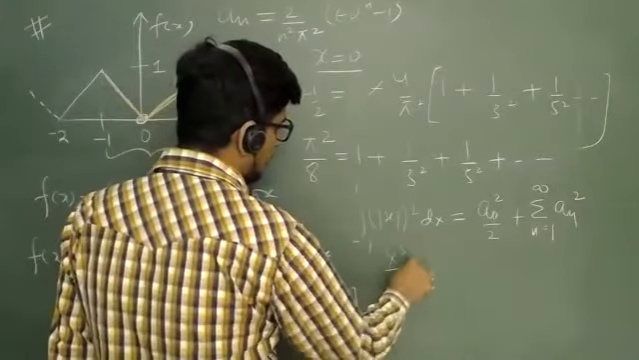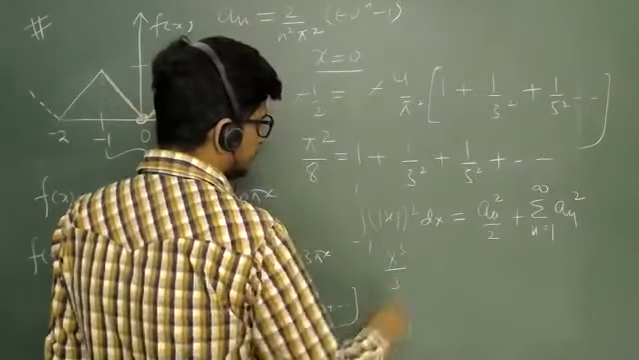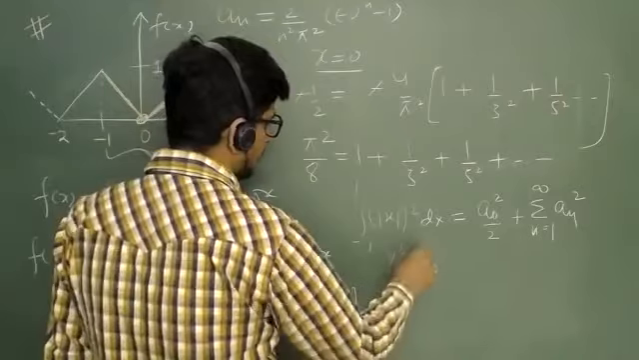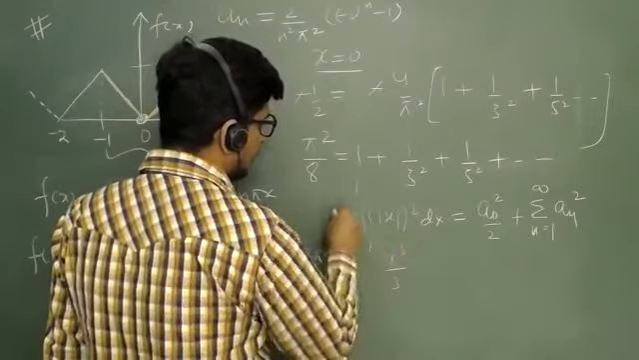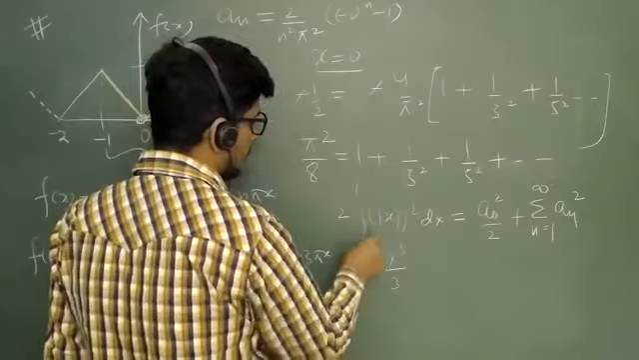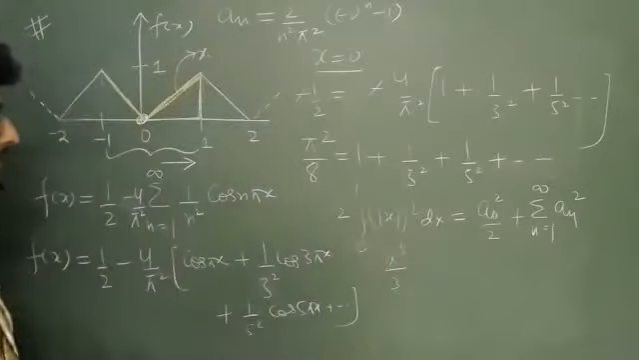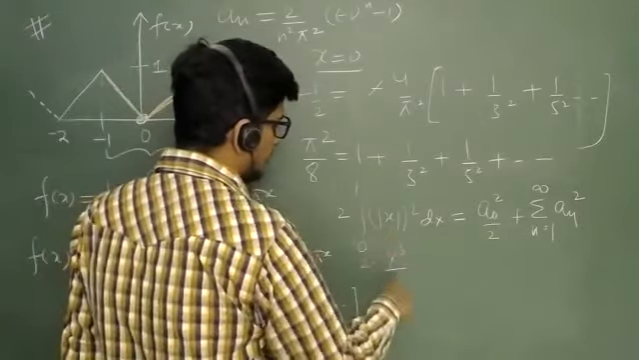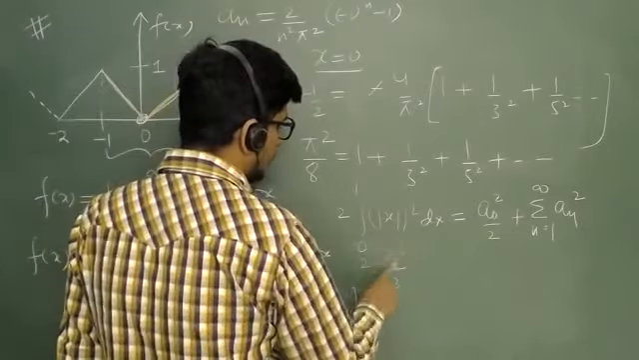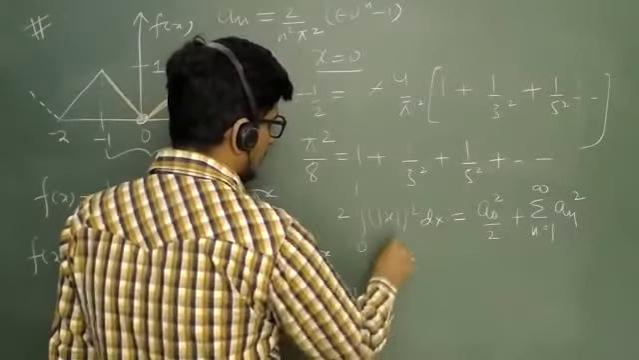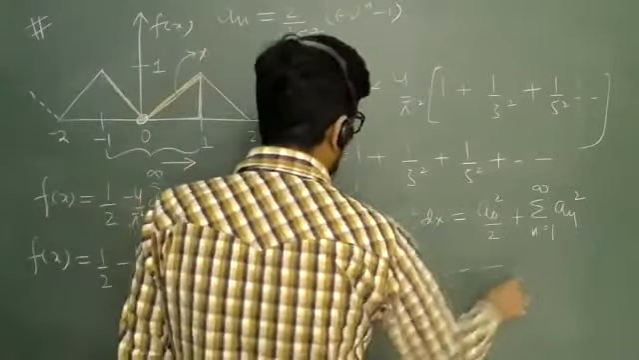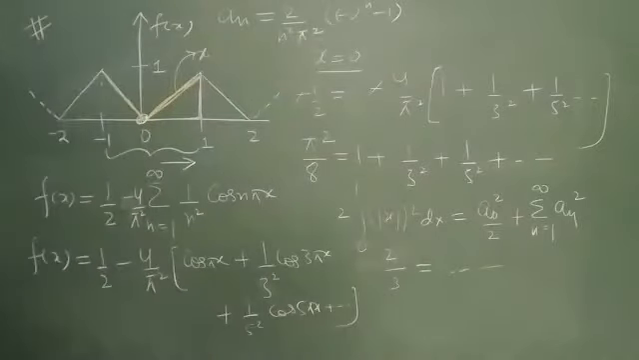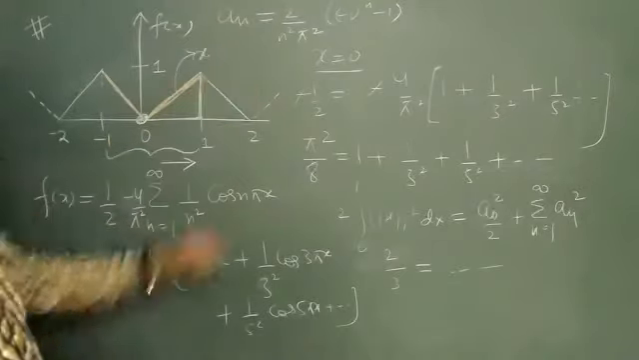X cube by 3, it is x square, no? And this is an even function, so you write 2 times 0 to 1, right? So it will become 2 times x cube by 3, 0 to 1. So it will become just 2 by 3. It will become 2 by 3 is equal to, this will be the infinite series that will be formed by a naught square, then a1 square, and you can calculate all of them from here.